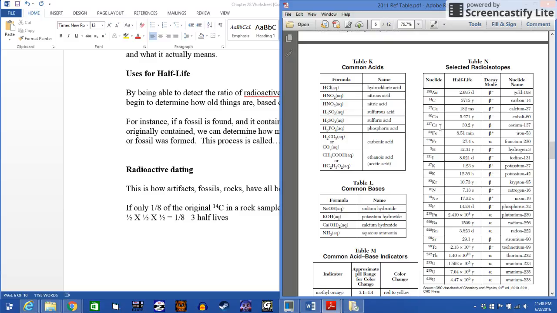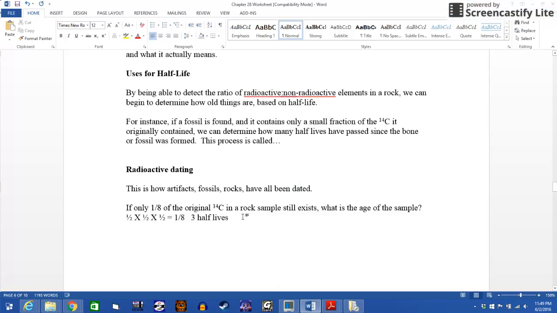And I know it's 5715, but let's just show you where it is. Carbon-14. There you go. Carbon-14, 5715 years. So if you have 3 half-lives and each one is 5715 years, 5715 times 3 is 17,145 years. But that's what you'd be talking about. Only 1/8 of the carbon-14 exists.